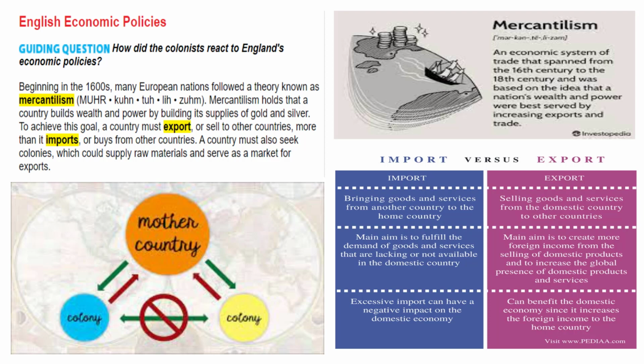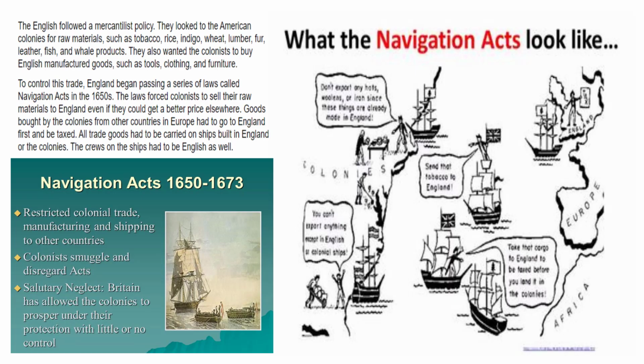Question 16. Due to this mercantilist policy, what did the English get from the American colonies? Well, they would get raw materials. The English followed a mercantilist policy. They looked to the American colonies for raw materials, such as tobacco, rice, indigo, wheat, lumber, fur, leather, fish, and whale products. They also wanted the colonists to buy English manufactured goods, such as tools, clothing, and furniture.